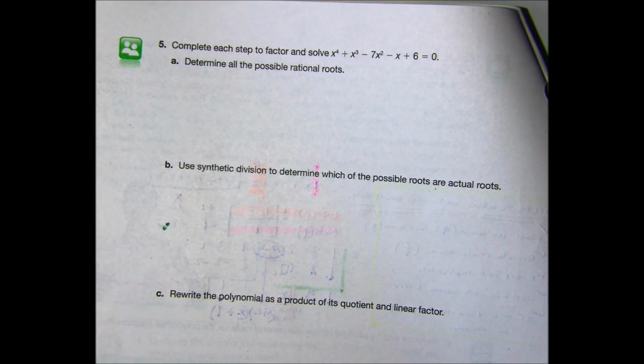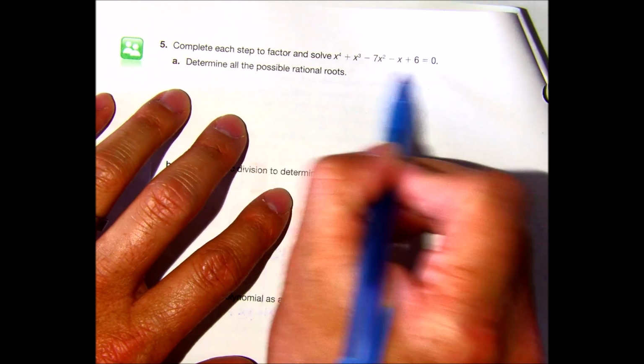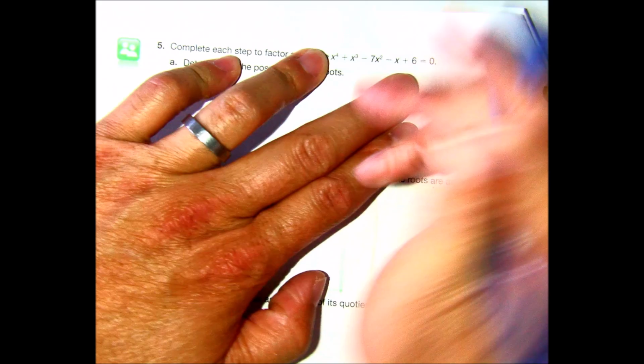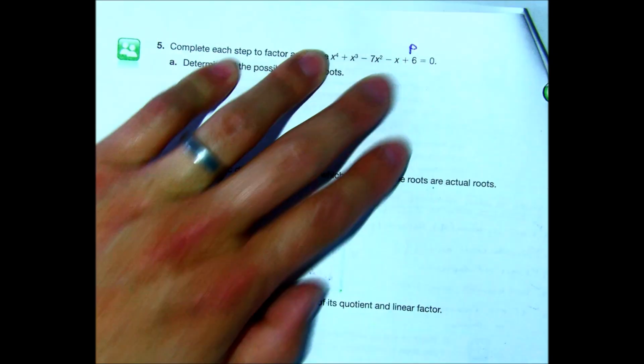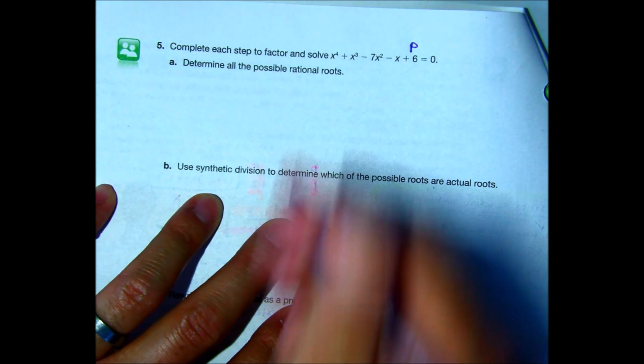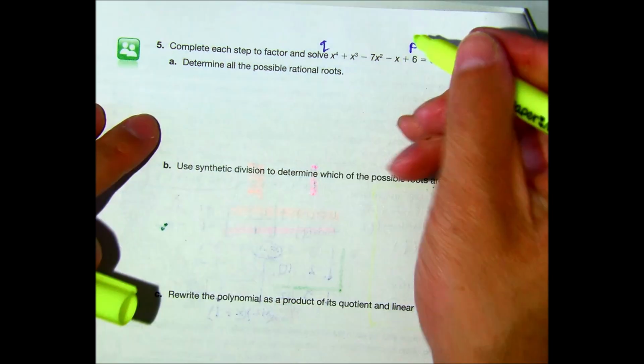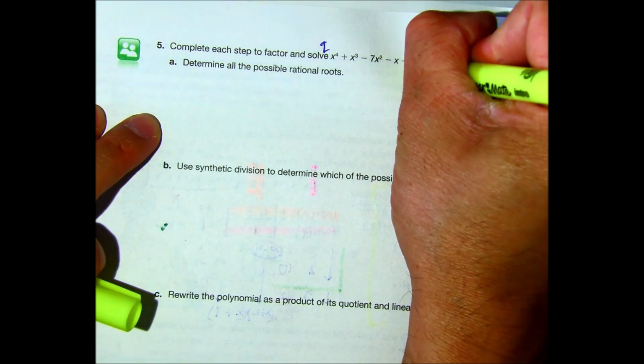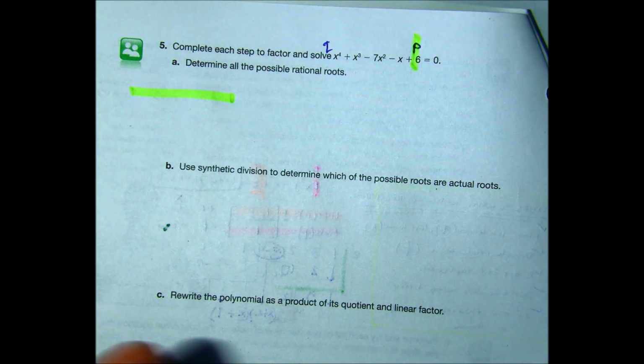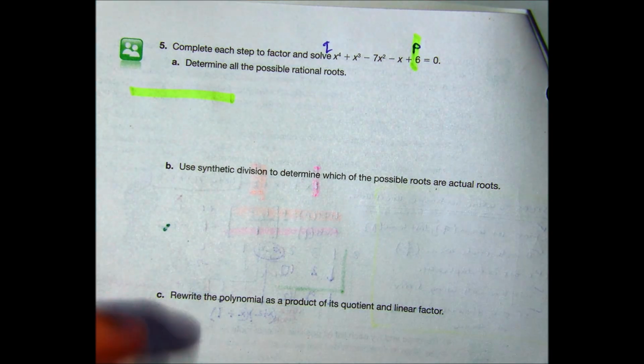Finger on the P. Class, where's the P? 6. And where's the Q? It's the first one. So P divided by Q, our last divided by our first.